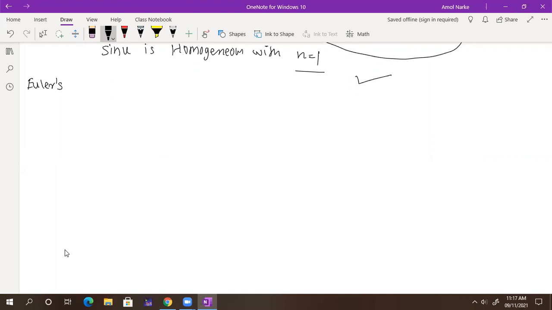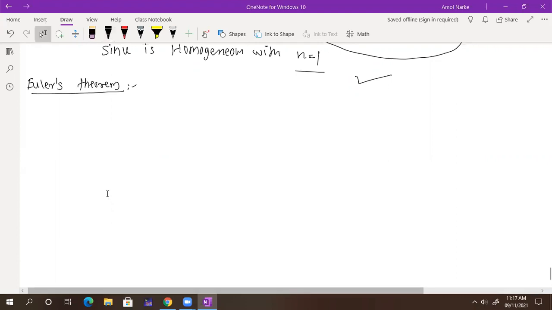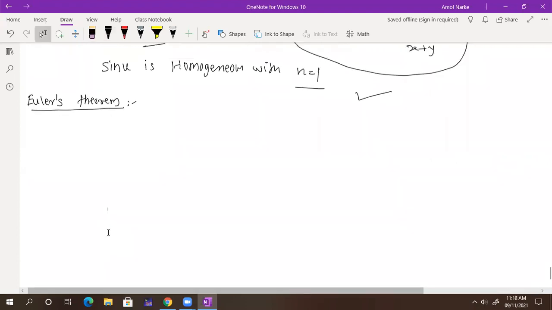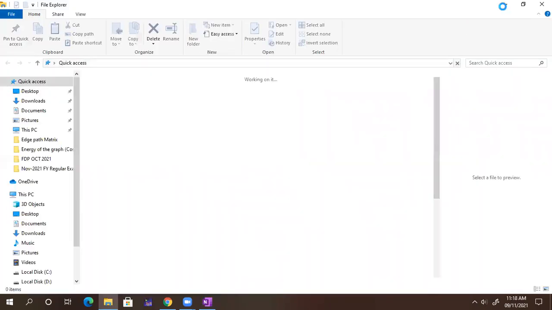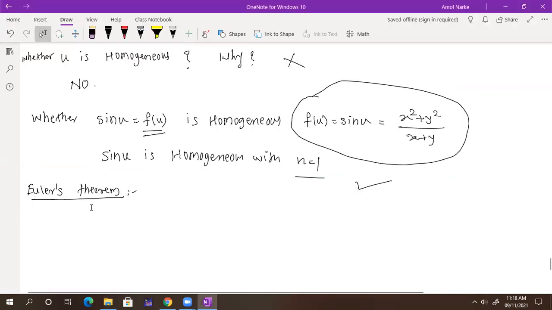Also, Euler's theorem. Sir, does the sine above, the homogeneous function, depend on even or odd? If the function is even, then... No, not like that. Sine is an odd function and cos is an even function, you can take cos. No. Just give me a minute. What? Okay. No, it's not about even and odd.